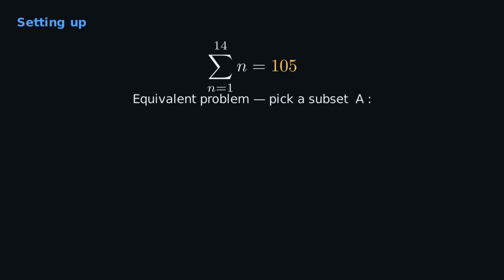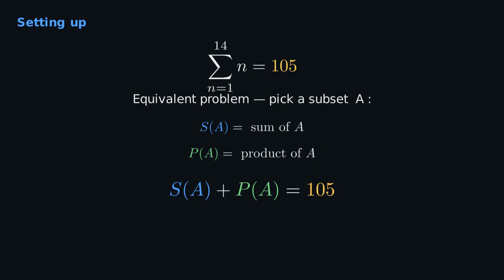This problem is then equivalent to creating one subset of the numbers from 1 to 14. We'll call this set A, such that the sum of the numbers in this set, we'll call this S of A, plus the product of those numbers, we'll call that P of A, is equal to 105. So S of A plus P of A equals 105. And I'll let you figure out why this is true, why this is an equivalent problem.